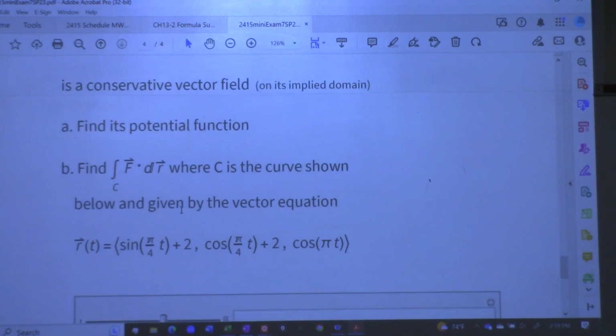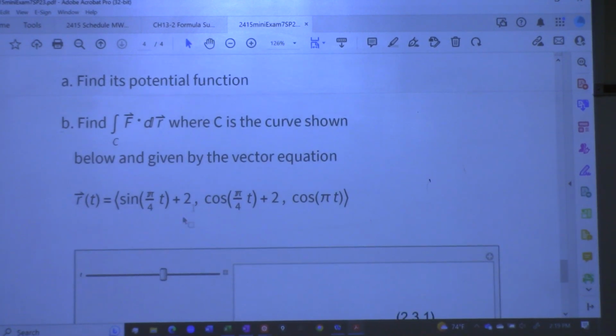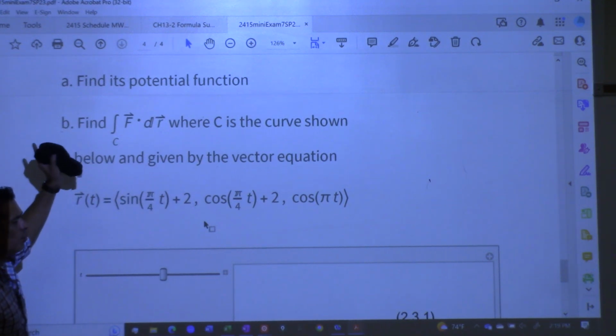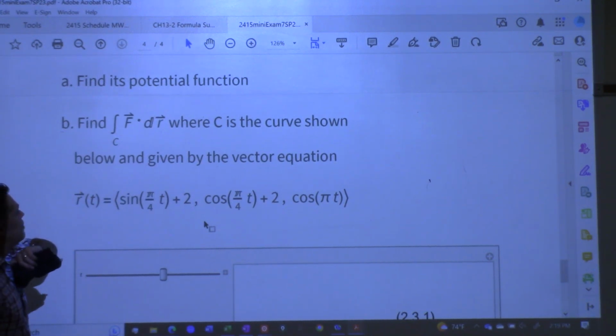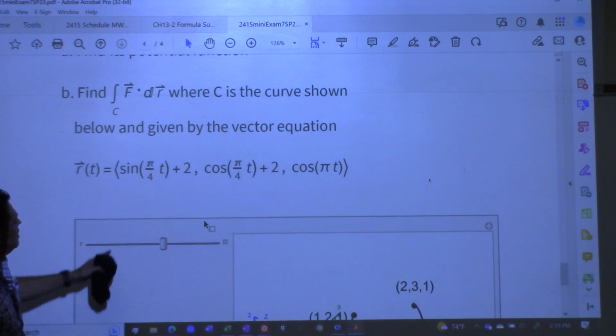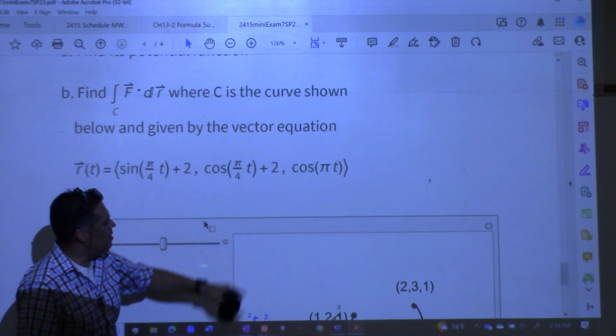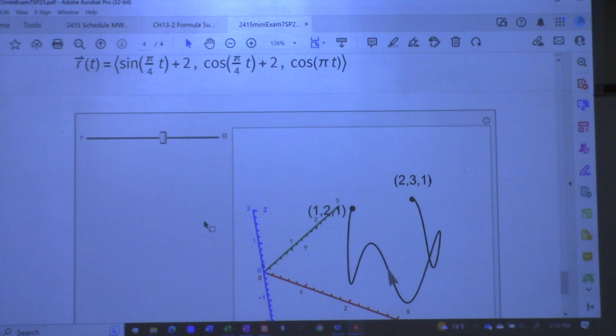And then I ask you to find the work done over that vector field when you're moving along this curve. I give you this really nice curve, and I show you a picture of the curve as well. The picture's actually really important. Well, it can be. All right, that's all I'm saying about that. Let's move on.